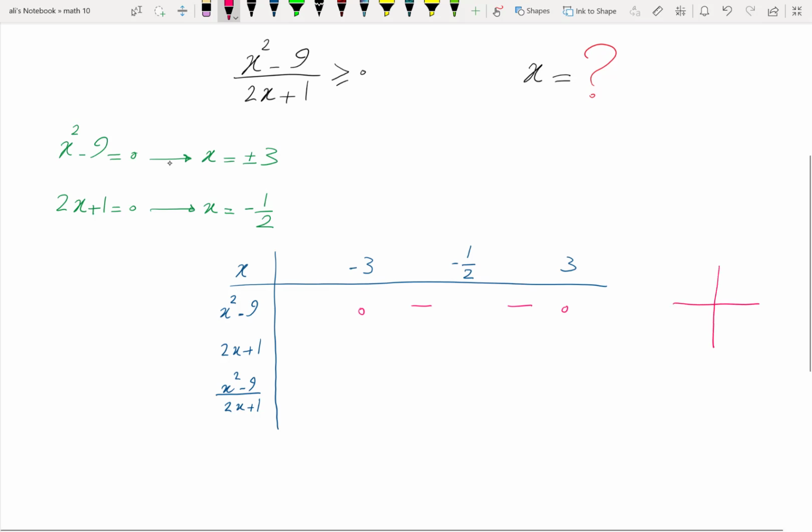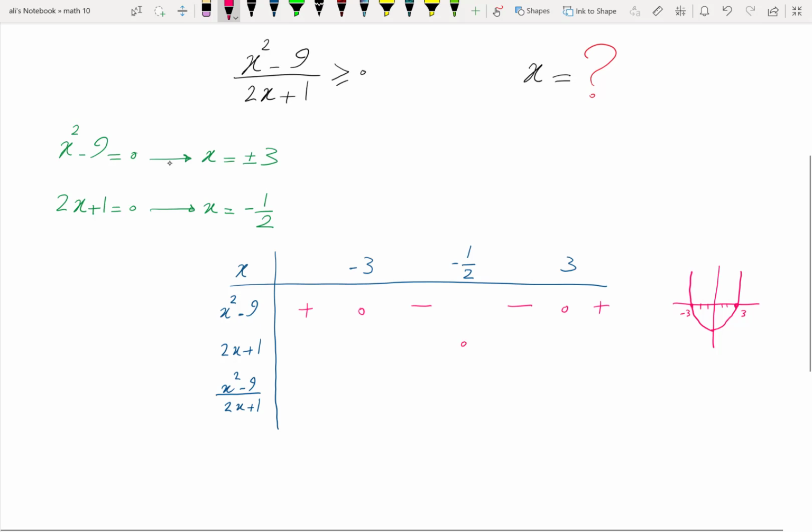As you can see in the graph of this expression, between 3 and -3 the sign of this expression is negative. And the sign of this expression is positive for x's greater than 3 and x's smaller than -3.